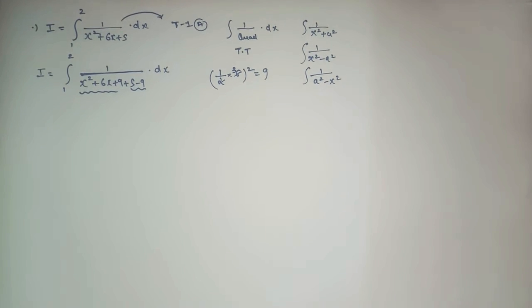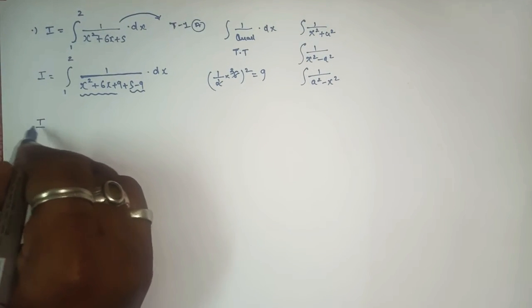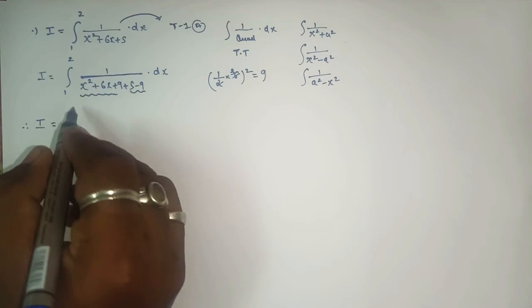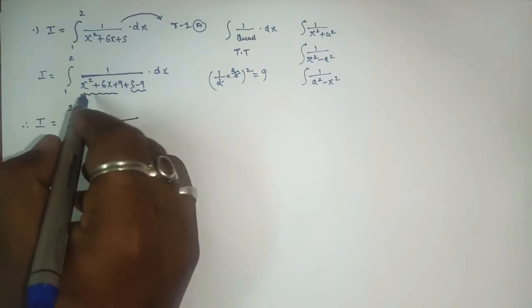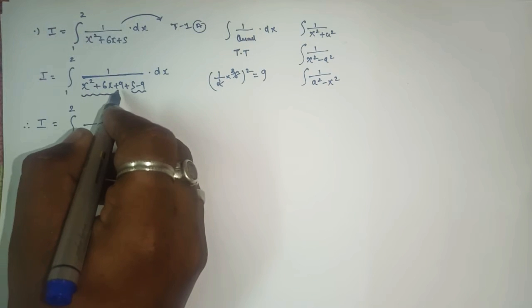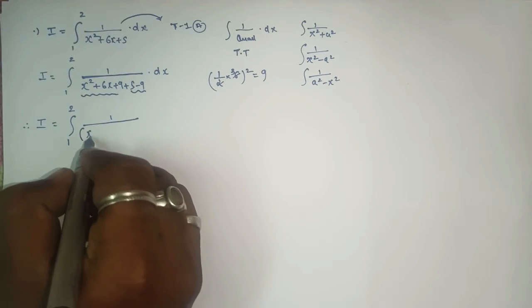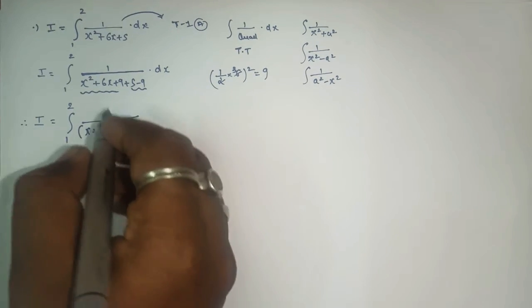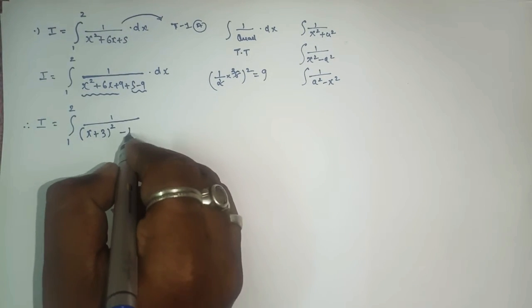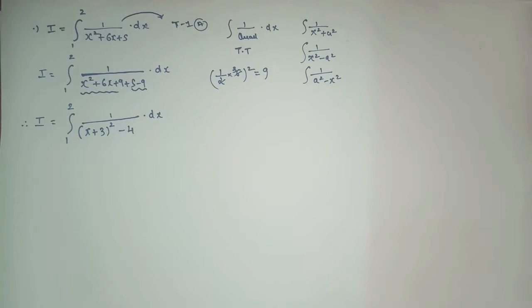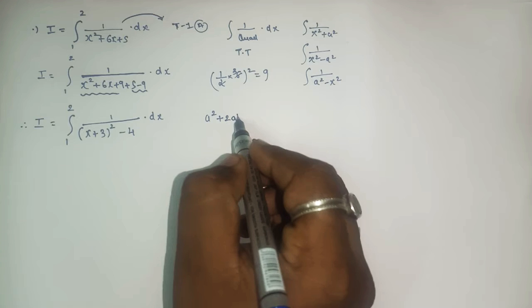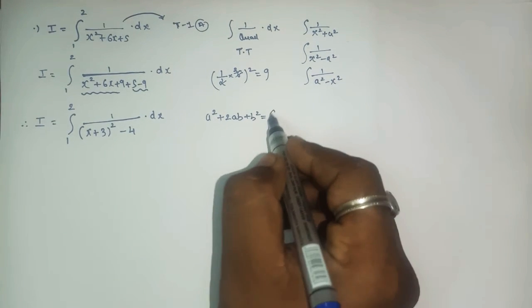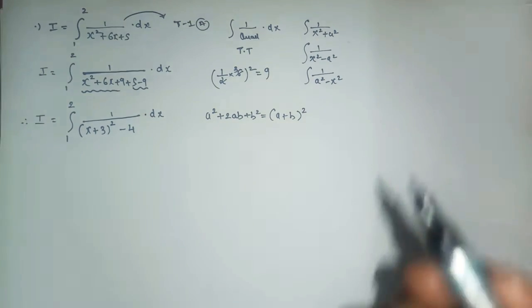Okay, you must be comfortable in solving the sums based on type number 1a. Okay, after this, I equals to integral from 1 to 2. Here we have plus and here also we have plus, so this we can write as x plus 3 the whole square. Here plus 5 and minus 9 we can write as minus 4 into dx, yes or no. As clearly we can see, this is in the form of a square plus 2ab plus b square, which we can write as a plus b the whole square.